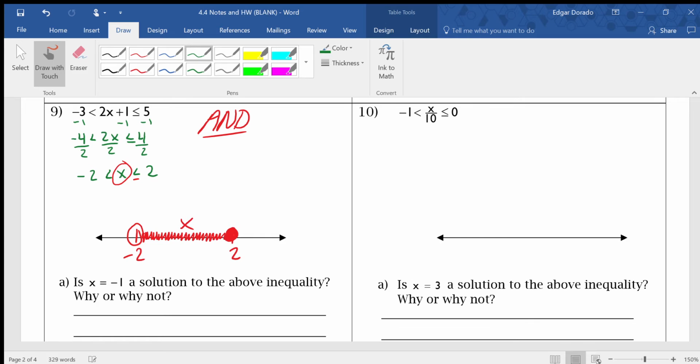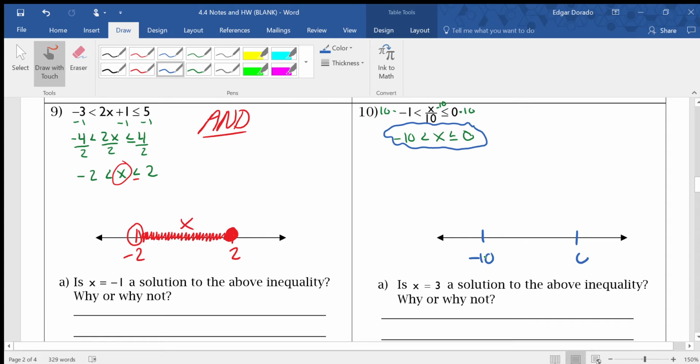Number 10, we have x divided by 10. So what is the opposite of dividing by 10? Multiplying by 10. So multiply each side by +10. So we get -10 is less than x is less than or equal to 0 times 10 is just 0. Again, this is my inequality now. So let's go ahead and write my 2 values. -10 and 0. Because my x was in the middle, I know this is, again, an "and" compound inequality. So I'm going to shade in the middle.